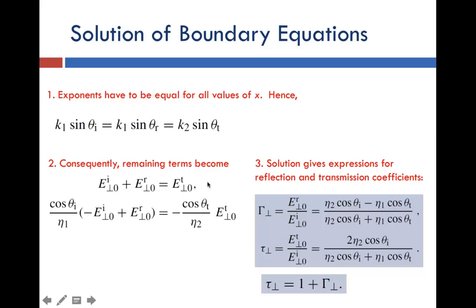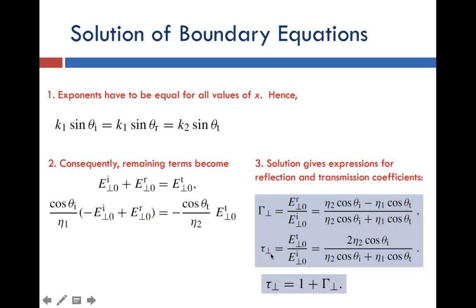So these two equations under number 2, which are the E and H fields respectively, utilize this equation relating K1, K2, and the sines of the respective angles. So you then come up with the following expression for reflection and transmission coefficients for perpendicular polarization. So you can see that they're very similar to when you have normal incidence. The only difference is the impedances are multiplied by the cosine of the incident and transmitted angles.